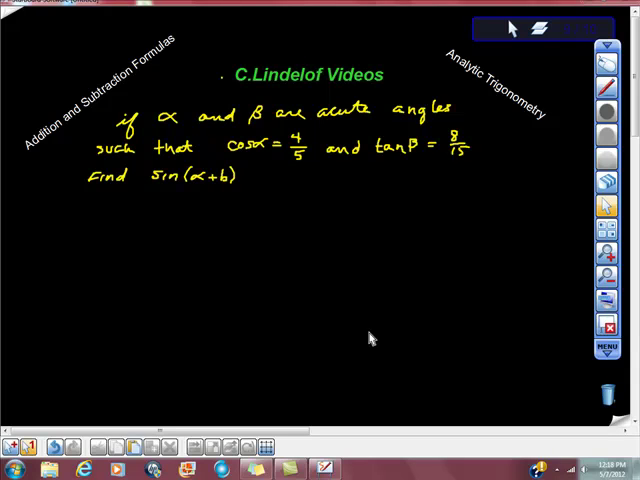Okay, so today a little bit of analytic trigonometry, addition and subtraction formulas. If alpha and beta are acute angles such that cosine alpha is 4/5 and tan beta is 8/15, find sine of alpha plus beta.